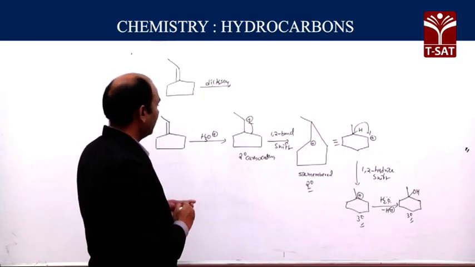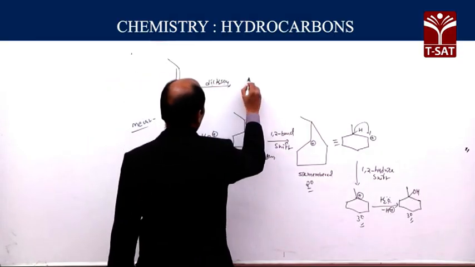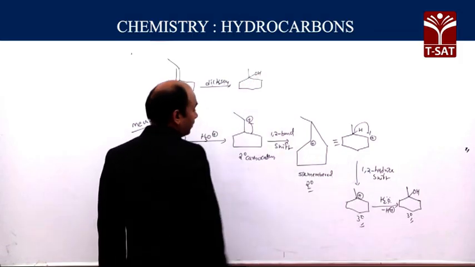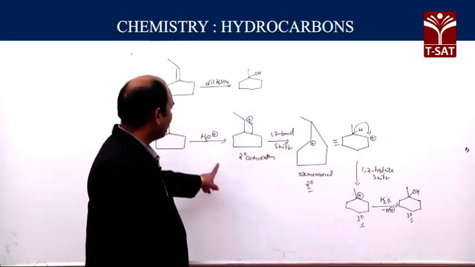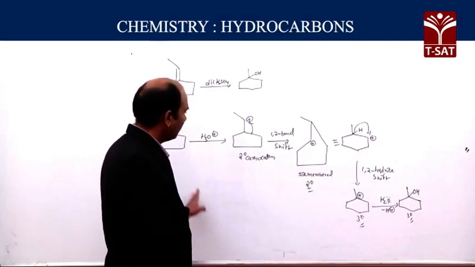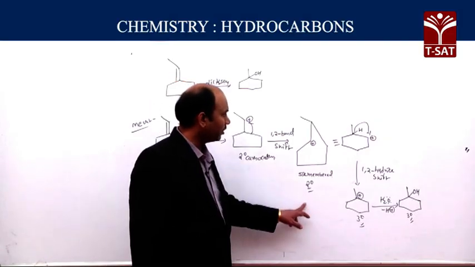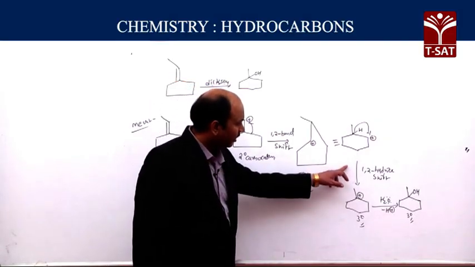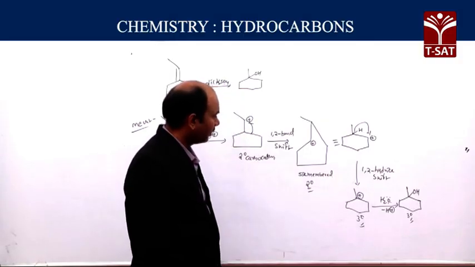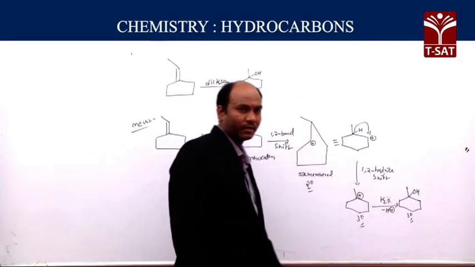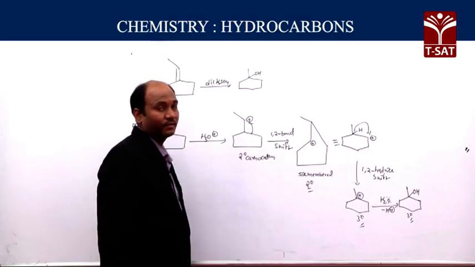So, once again, this is a beautiful example. Here, how many shifts take place? First, a 1,2 bond shift, and after the 1,2 bond shift, a 1,2 hydride shift, and after the 1,2 hydride shift, there is addition of OH. Here we have 2 shifts.